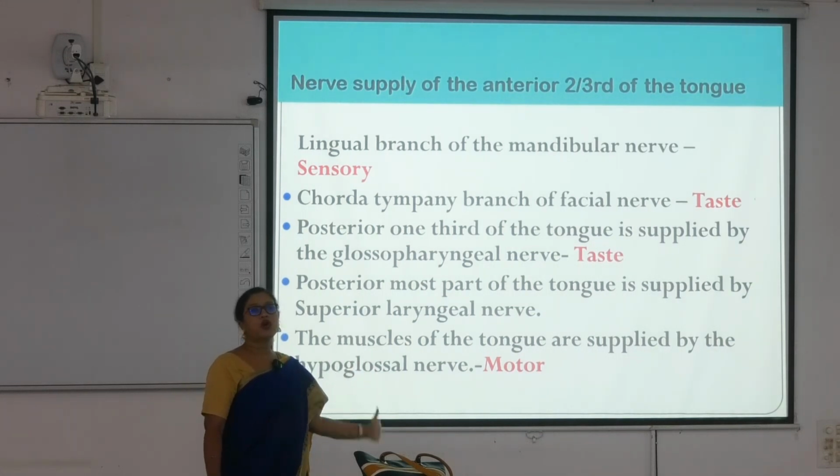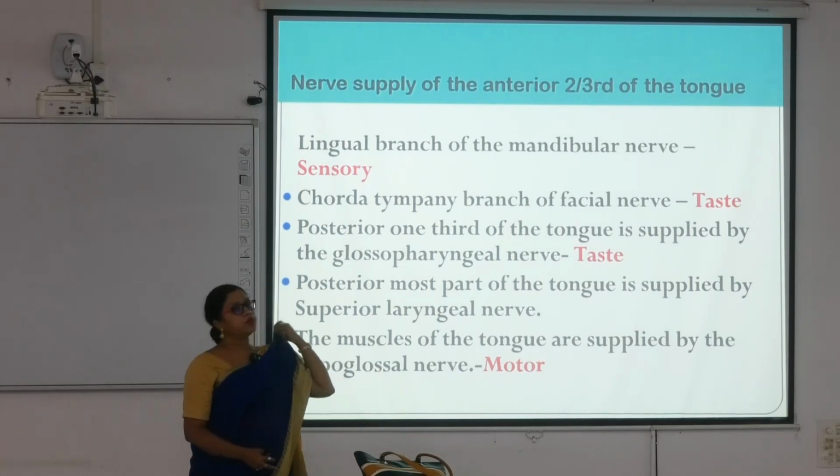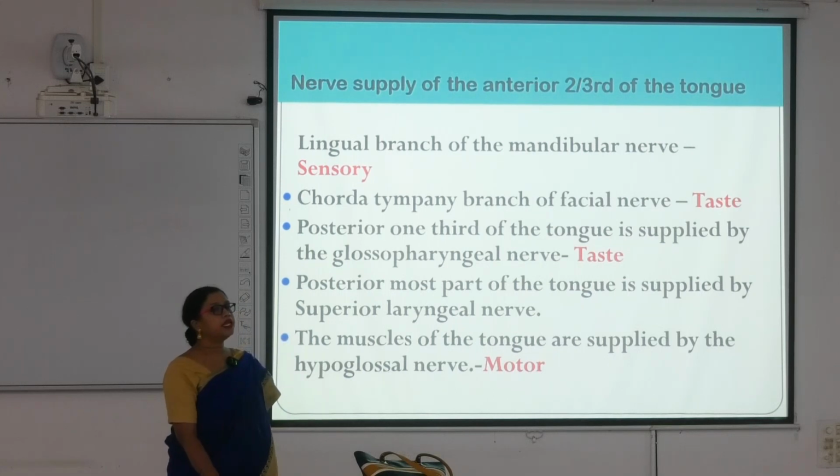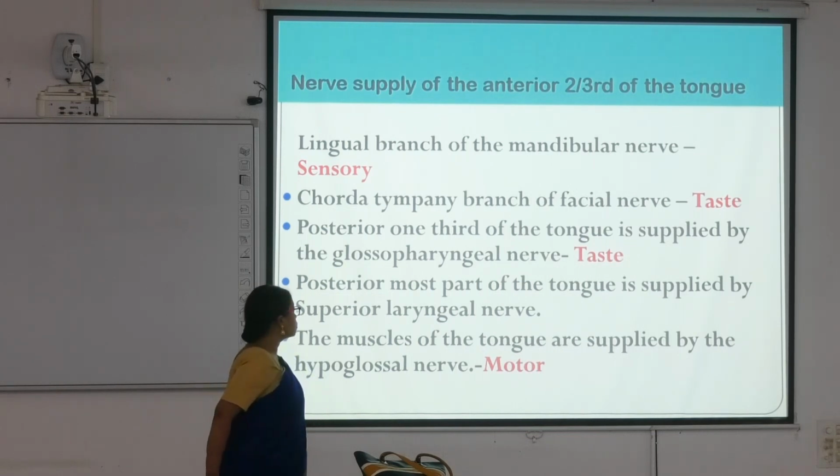This is all the nerve supply I have discussed. First, general sensation by the lingual nerve, from the mandibular division of the trigeminal nerve. What is another name of this nerve? Lingual nerve. Additionally, taste by the chorda tympani for the anterior two-thirds, the posterior one-third by the glossopharyngeal, and the most posterior part has been taken up by the superior laryngeal nerve.